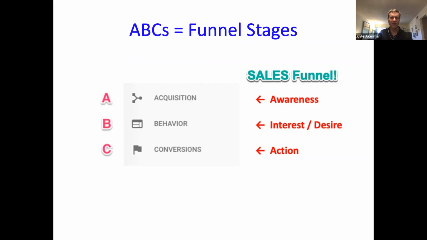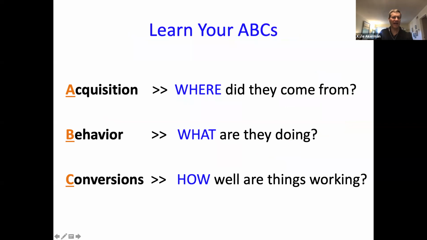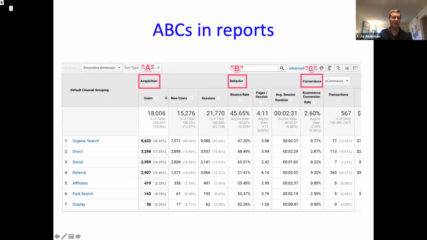So another way to think about it is acquisition is going to give you information on people, where did they come from? Behavior is what are they doing? And conversion is how well are things working? And then you'll start to see these ABCs in all your reports. So I kind of highlighted here. These 3 columns are all acquisition. These are behavior related numbers, and then these are conversion.